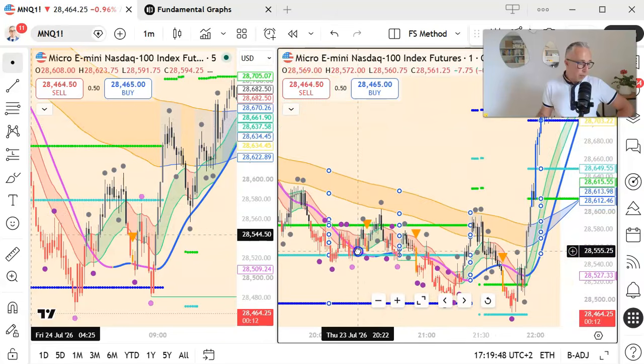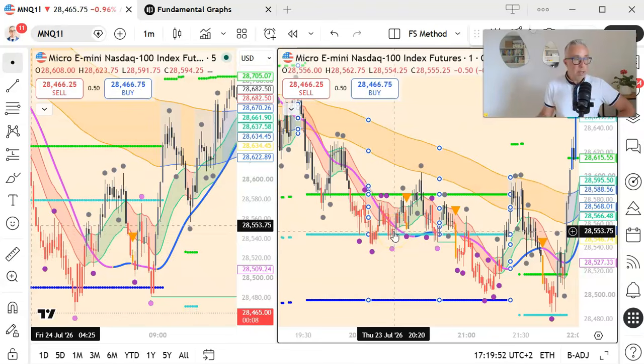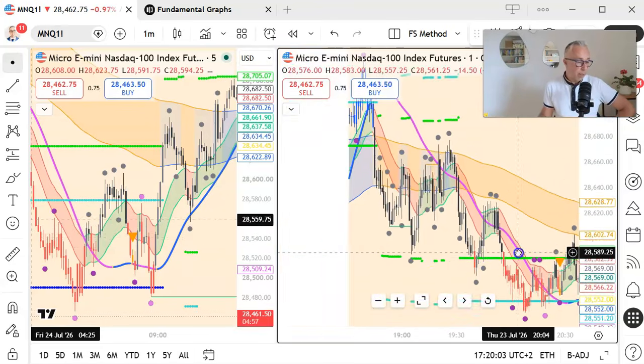So here you see everything aligned. Sometimes it's going to be choppier, right? That's why I take small risk on the setups, because if the setup goes, it goes, and it's going to generate enough points and profit for me. And if it doesn't, I want to keep the risk small, okay?